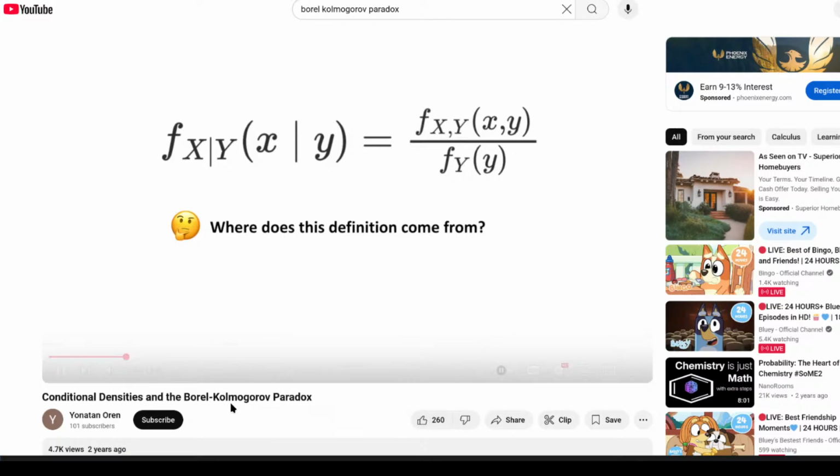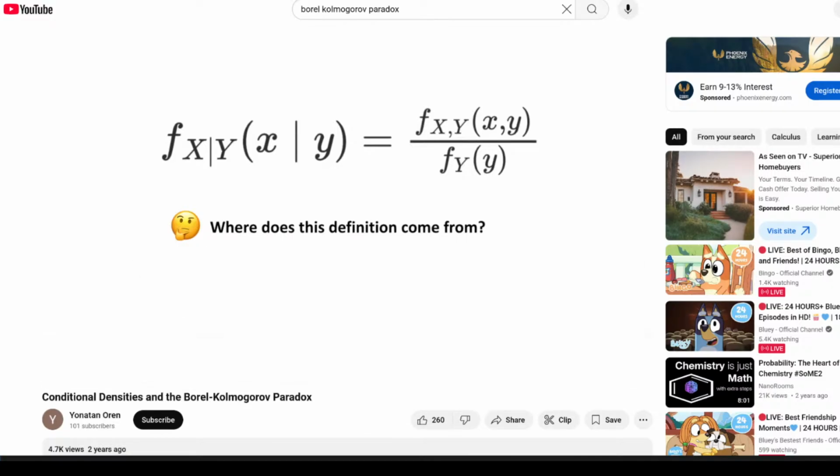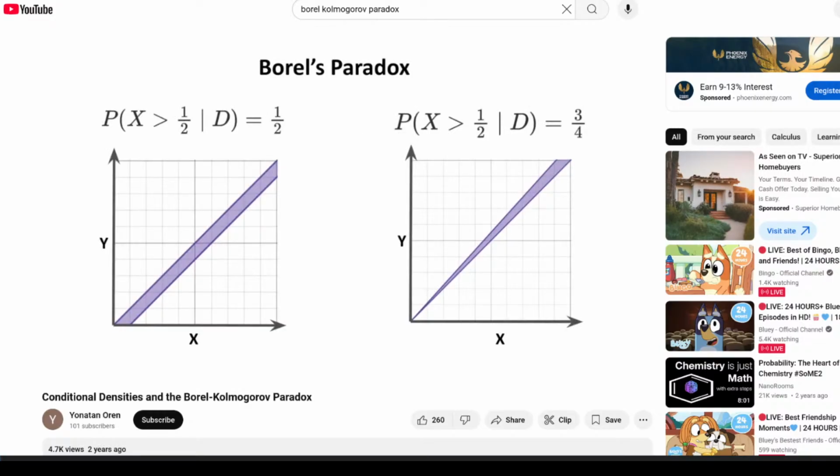But where does this definition come from? In this video, we'll start by deriving this definition from scratch. We'll see how it arises as a result of conditioning on events with small probability and taking limits as their probability goes to 0. We'll also see an example of how solving the same problem in two different ways, both of which are completely correct, can lead to two different answers. This is an instance of Borel's paradox, which arises as a consequence of our definition of conditional densities, and illustrates some potential dangers of conditioning on events with probability 0, at least without being careful.